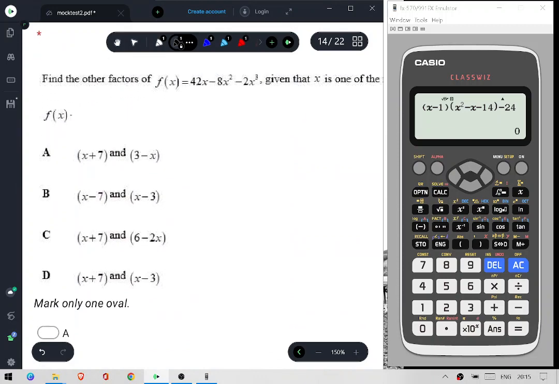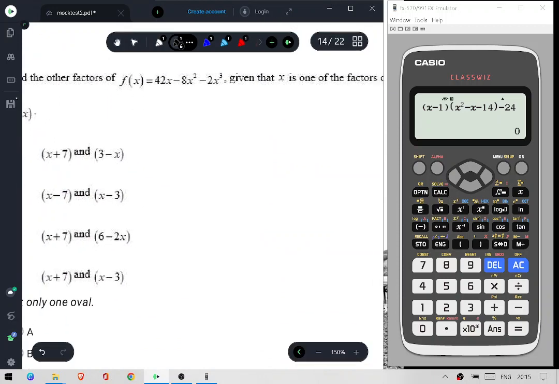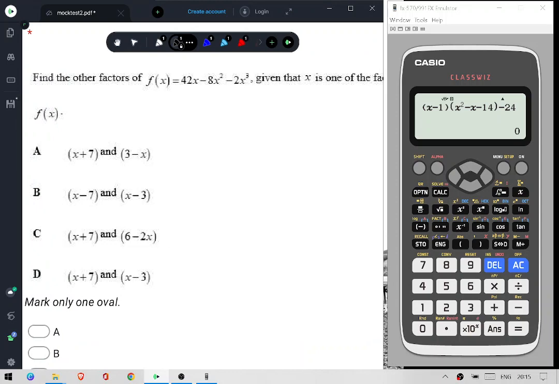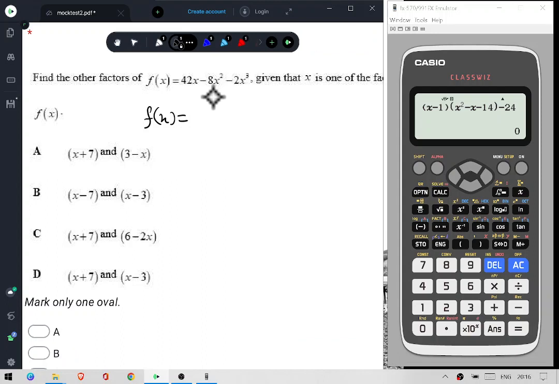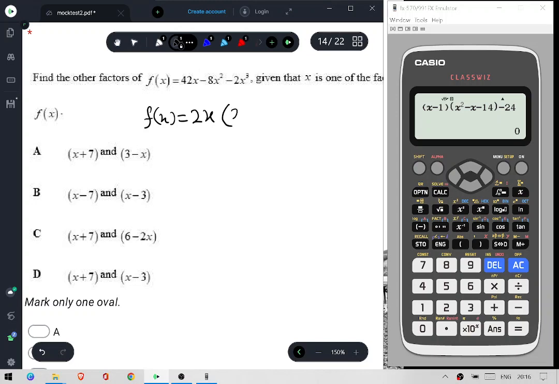Okay, now find the other factor for this one, given x is one of the factor. Okay, this one dia dah bagi x, tak payah bagi pun, jawapan tu kita dah boleh teka dah. Sebab every term ada x, so we can factorize x out of them. Okay, so 42, 8 and 2. Okay, mungkin boleh keluarkan 2x lah, I suppose. So, what's left is 21 minus apa ni? Bagi 2, 4x squared. Mana ada dah keluarkan tadi x. Aduh. Okay, minus x squared.